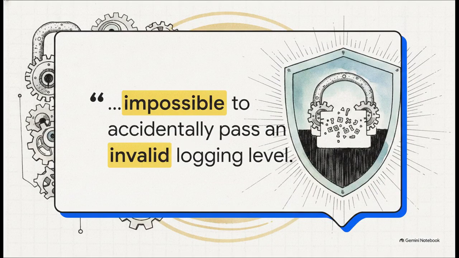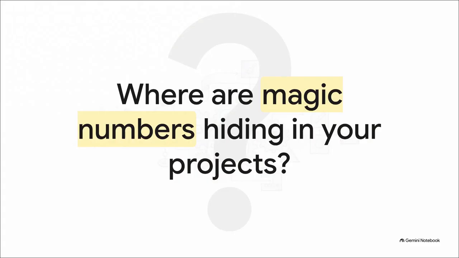I love how Ang sums this up in their notes. They point out that this type safety upgrade makes it, quote, impossible to accidentally pass an invalid logging level. I mean, that right there is the gold standard of refactoring. We didn't just make a bug less likely, we used the type system to make that specific class of bug literally impossible. So I want to leave you with this final thought.